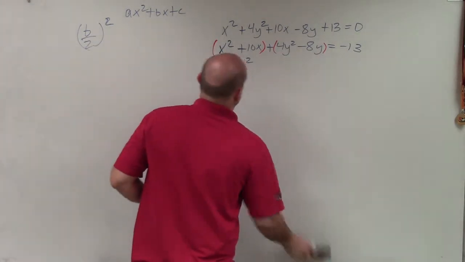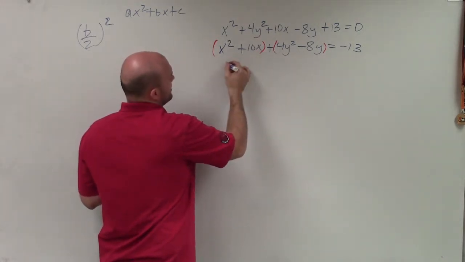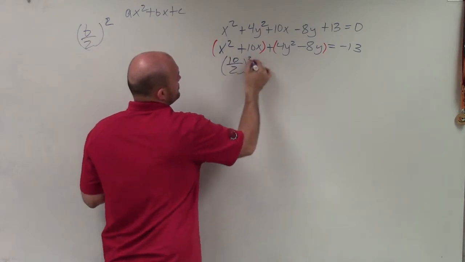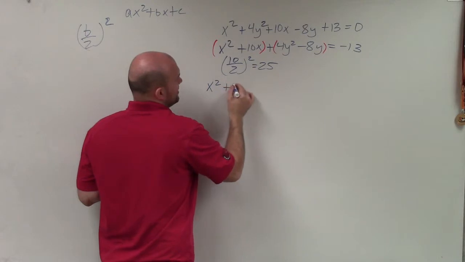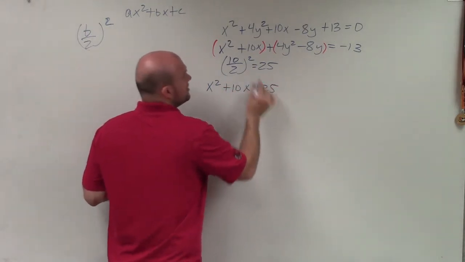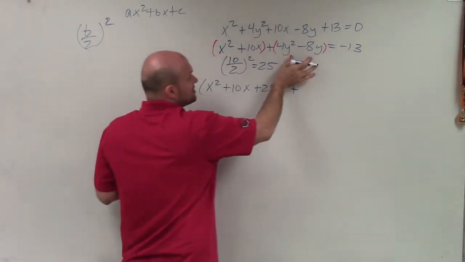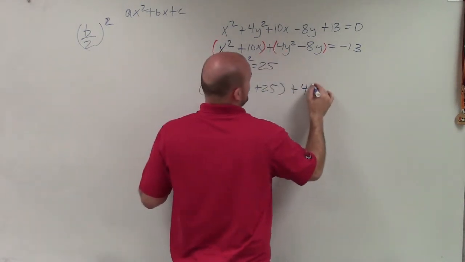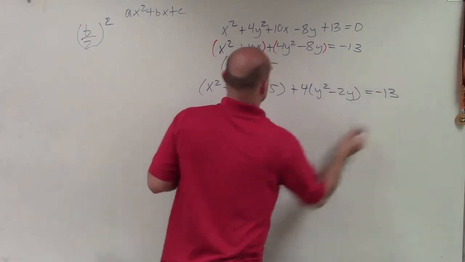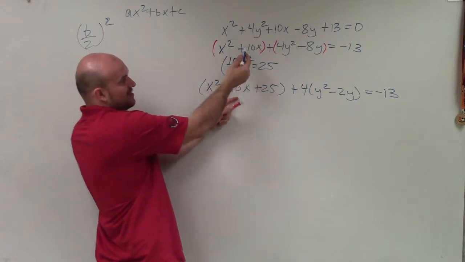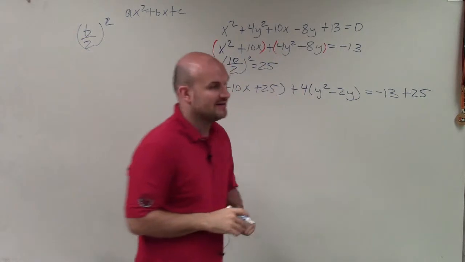Now, with this equation, we've got to make sure whenever we're completing the square that we factor out an a. Actually, let me rewrite this one more time. So we have 10 divided by 2 squared, right? 10 divided by 2 is 5. 5 squared equals 25. So I have x squared plus 10x plus 25. I'm going to add 25 inside this parenthesis. Plus, here, I've got to factor out the 4. So I have y squared minus 2y equals negative 13. Now, since I added 25 inside this parenthesis, I need to add 25 over here.